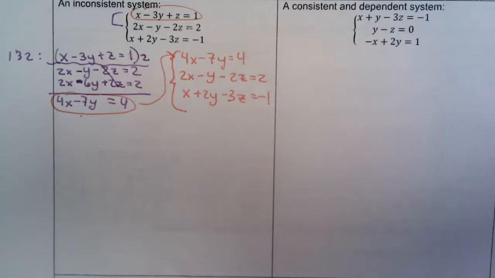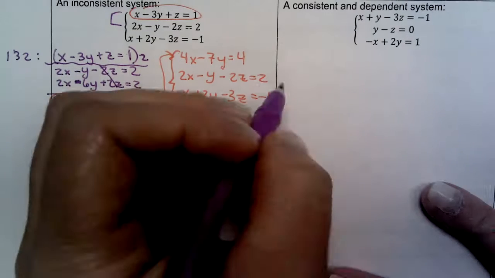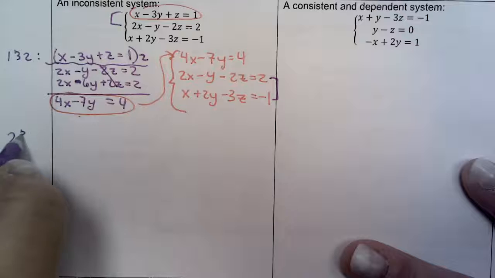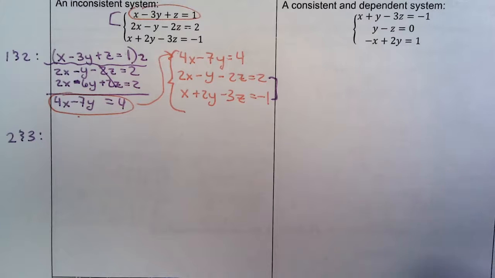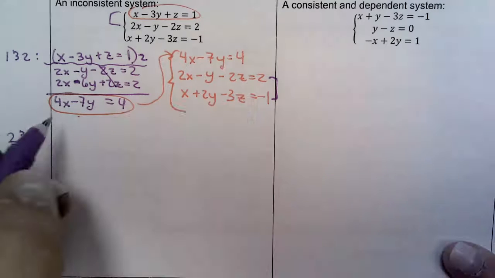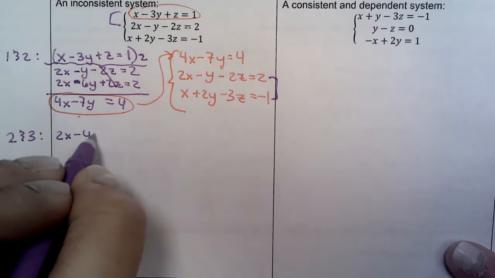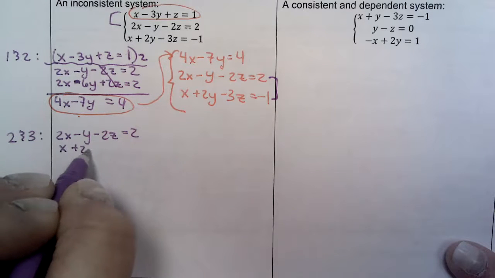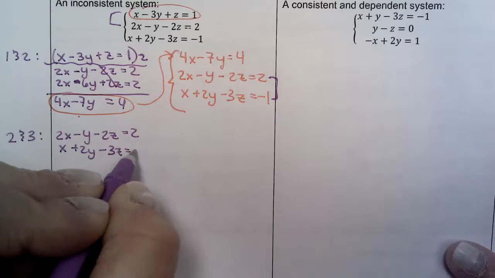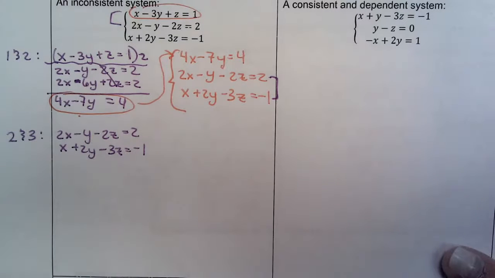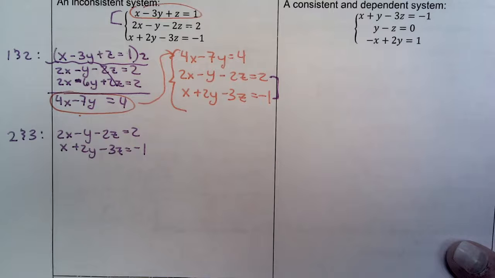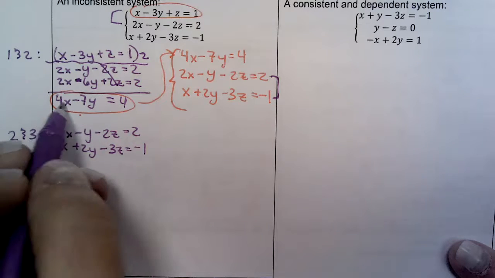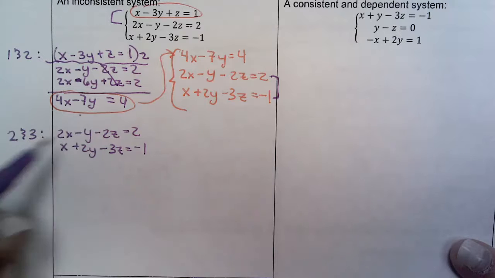Okay, so this is where I said I always do this exactly the same way. The next two I'm going to combine are going to be 2 and 3. Okay, and I'm going to write that here, and I always do so that I know exactly what I'm doing. So now I'm combining 2 and 3. So 2x minus y minus 2z equals 2. x plus 2y minus 3z equals negative 1. And when you're doing this, you should always get in the habit of looking for getting rid of at least one of the same thing. So if I got rid of z in this one, I'm going to try to get rid of z in this one.